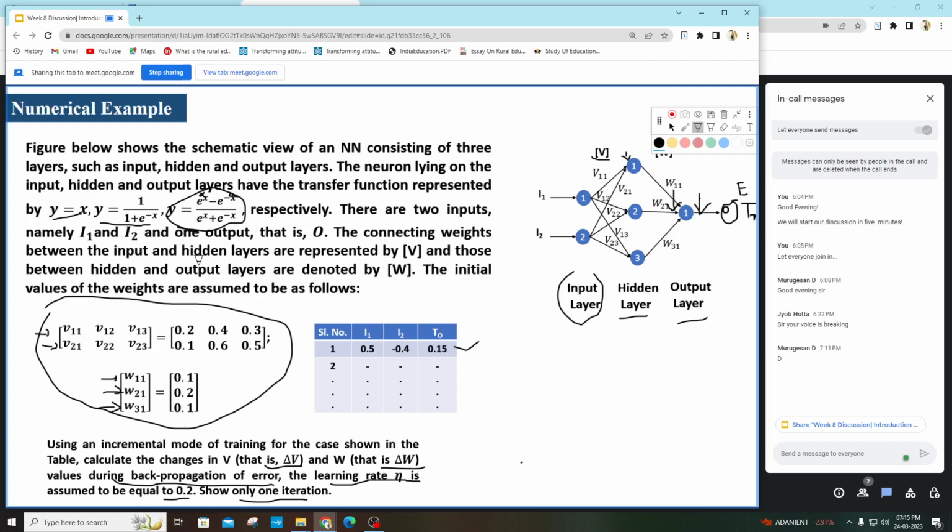Okay, sir. Here also one question, sir. Why are we using the log sigmoid function for the hidden layer, and tan sigmoid for the output, as given in the question?